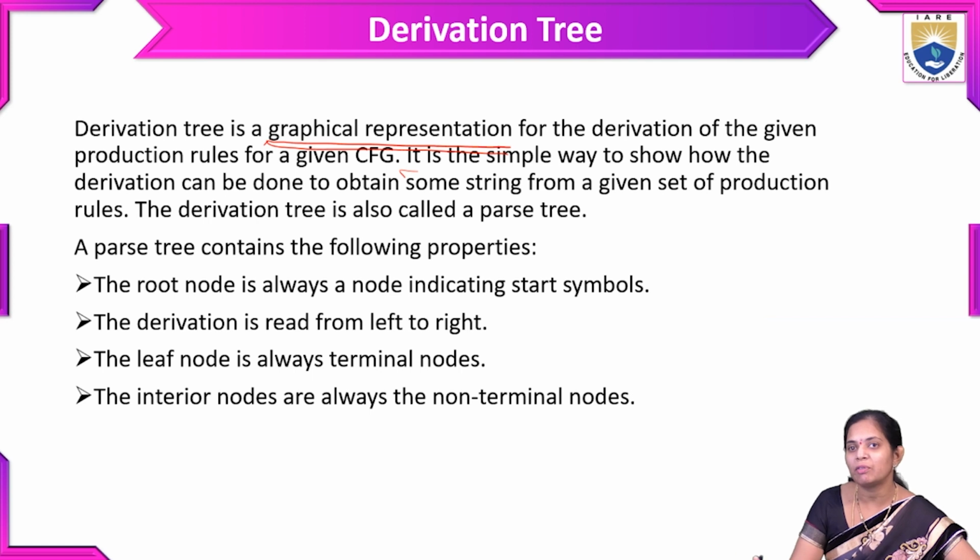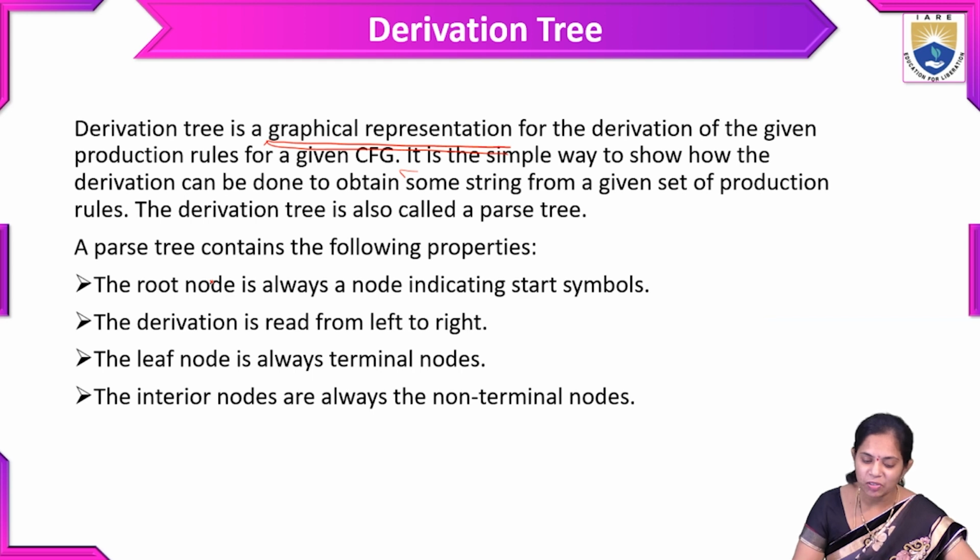So what is meant by derivation? We take some production rules, and in those production rules we have to substitute the productions based on our input string. After finishing all the derivation steps, we will get the input string, which has only terminals. So whenever we have non-terminals, we have to replace them with terminals.